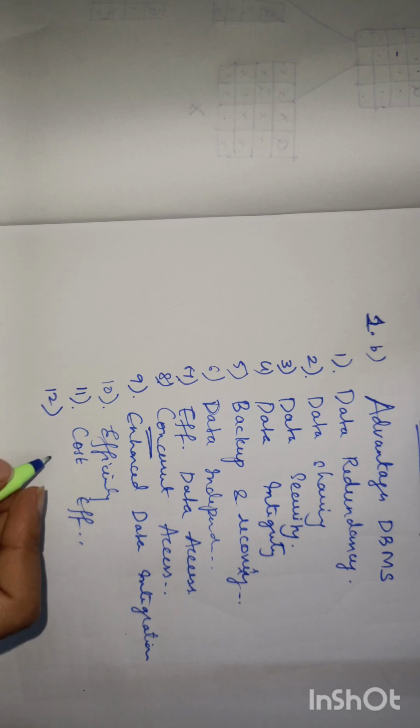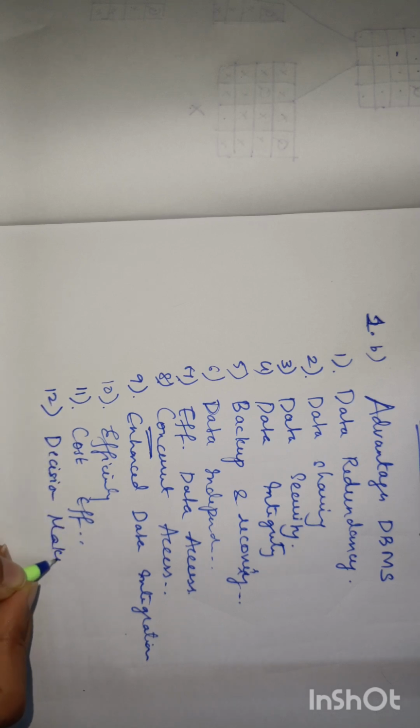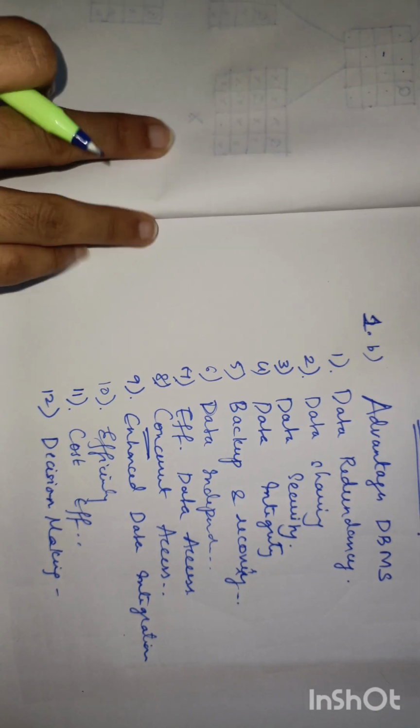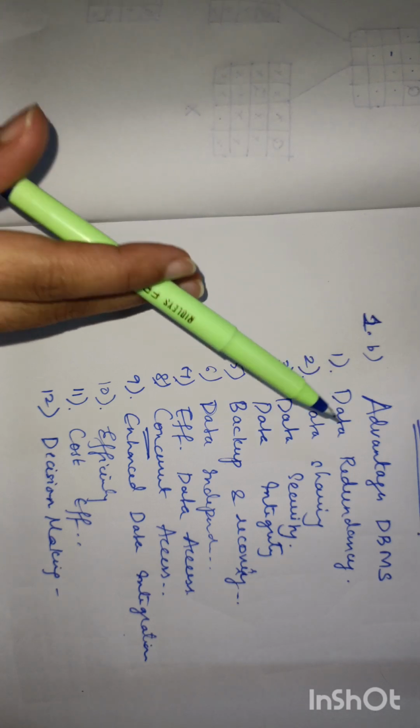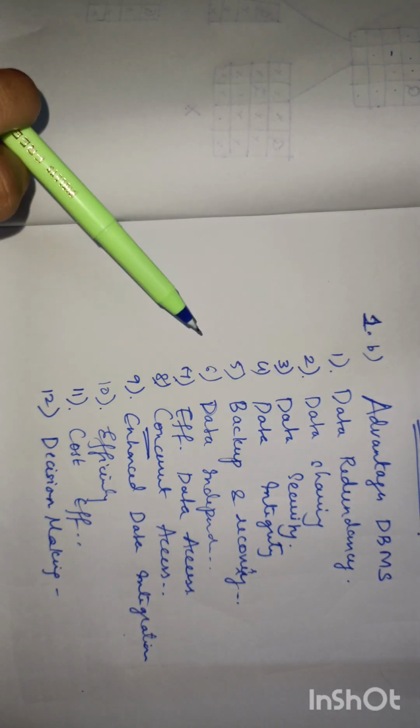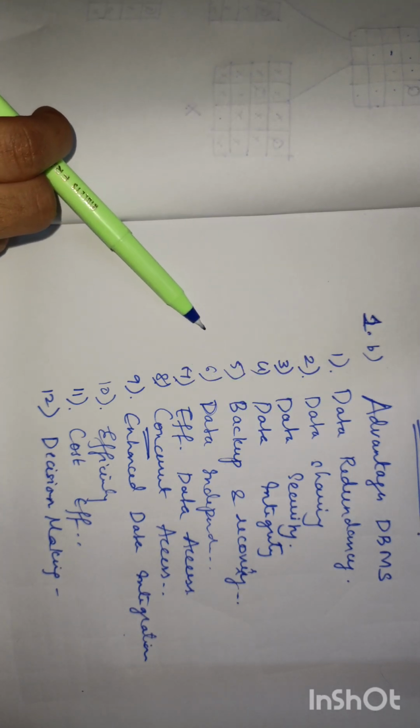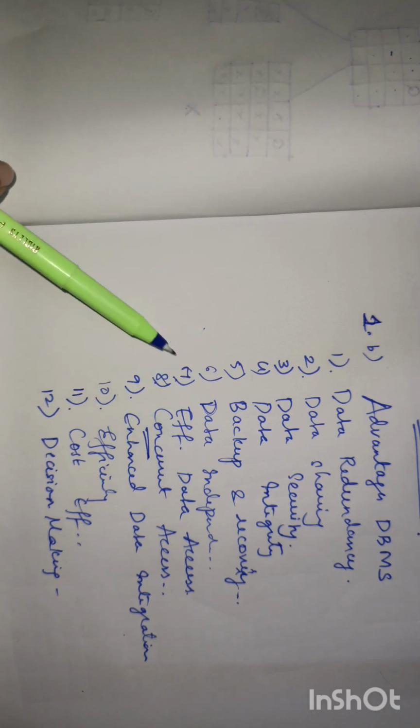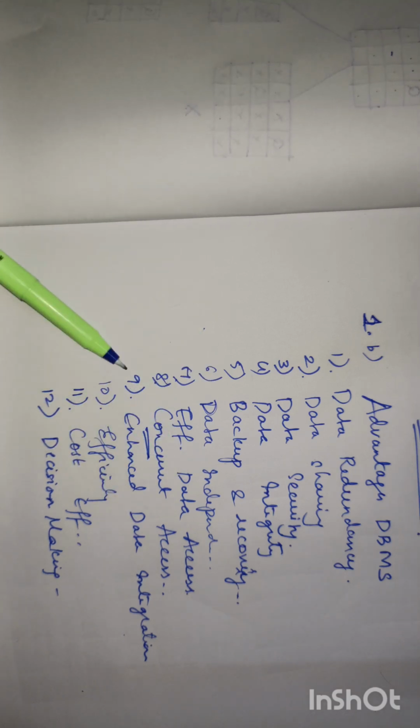Thereby, DBMS also helps us in better decision making. We can organize our data in such a manner that we can utilize it for making efficient and better decisions. So you can write a few out of these: data redundancy, data sharing, data security, data integrity, backup and recovery, data independence, efficient data access, concurrent access, enhanced data integration, efficiency, cost efficient, and decision making.